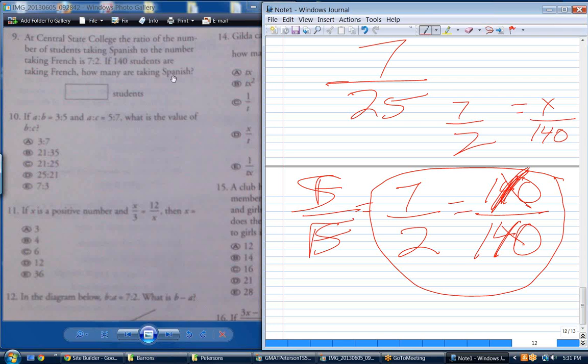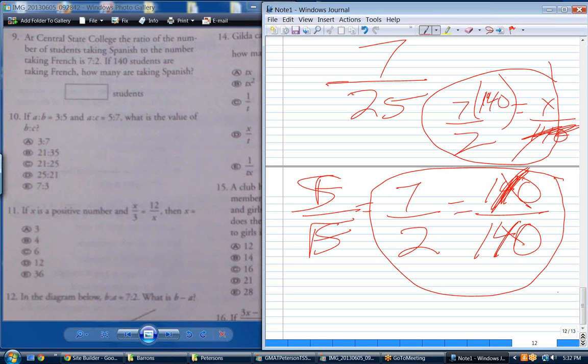What it means is that there's going to be more people taking Spanish, about 3.5 times. And in fact, I could solve it like that. I could realize that 7 is 3.5 times 2. So the people taking Spanish must be 3.5 times 140. And notice that's exactly what this is going to produce. I multiply both sides by 140, and I get 3.5 times 140 equals x.